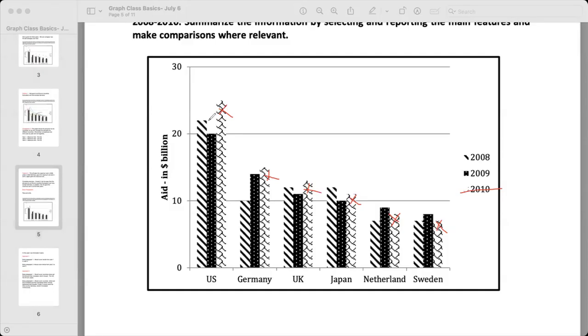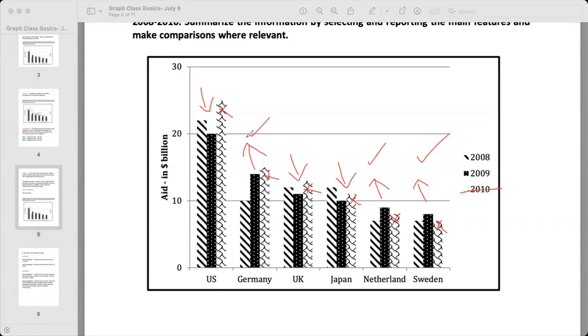So in case of the US, we can see a decrease. Then we can see an increase in case of Germany. In the UK also, we can see a decrease. In case of Japan, we can see a decrease again. In case of the Netherlands, there's an increase. And in case of Sweden, of course, there's also an increase. So Germany, Netherlands, and Sweden saw an increase, while the US, UK, and Japan cut down their funding from 2008 to 2009. Exactly what I'm going to write in the first body paragraph.